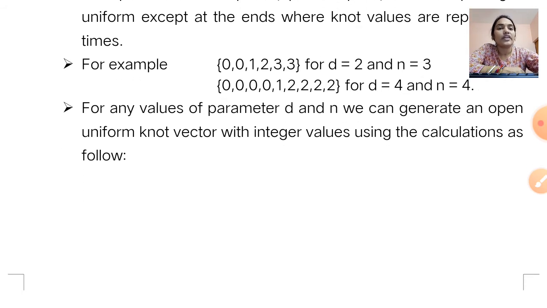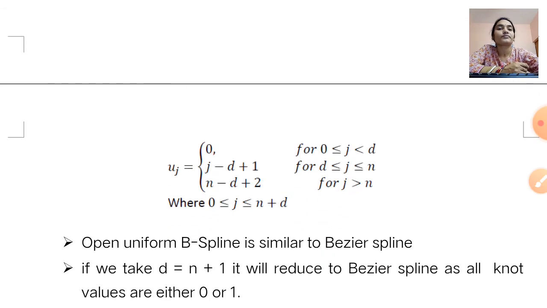Then for any values of parameters d and n, we can generate an open uniform knot vector with integer values using the calculation as follows: uj equals either 0, or j minus d plus 1, or n minus d plus 2.